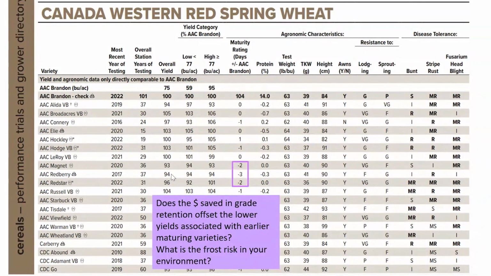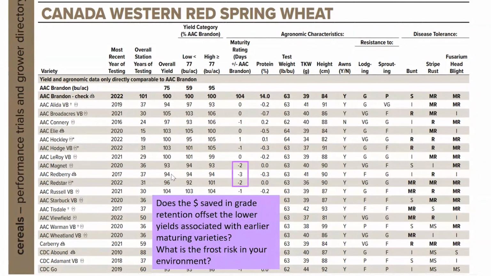But the question the grower needs to ask themselves is, does this reduced days to maturity offset the lower grade you might have if you have been caught with snow covering your crop before it's harvested, if you have been caught with wet weather and not able to harvest a crop and you get sprouting and you get downgraded from a number 1 to a feed? Those are where these are really important considerations if you are in an environment where the length of your growing season is a realistic constraint.